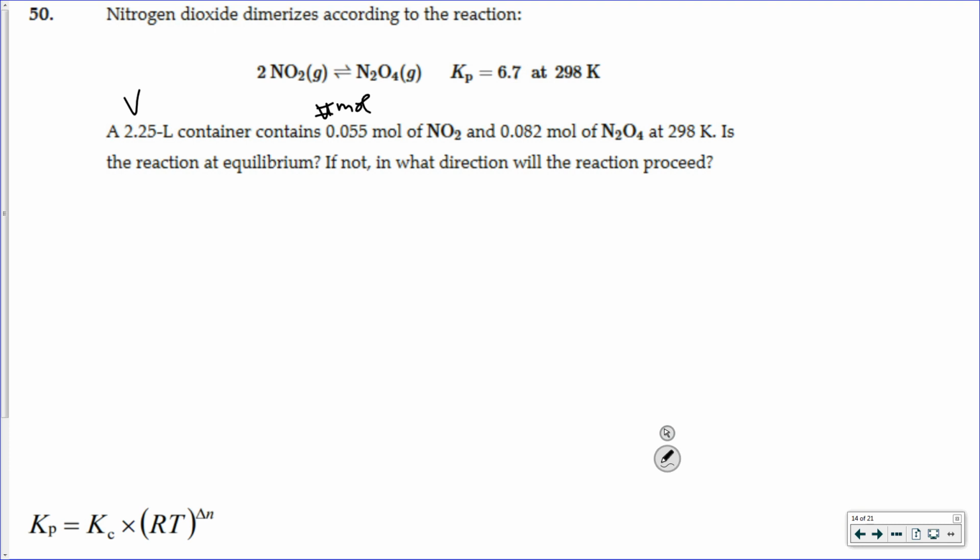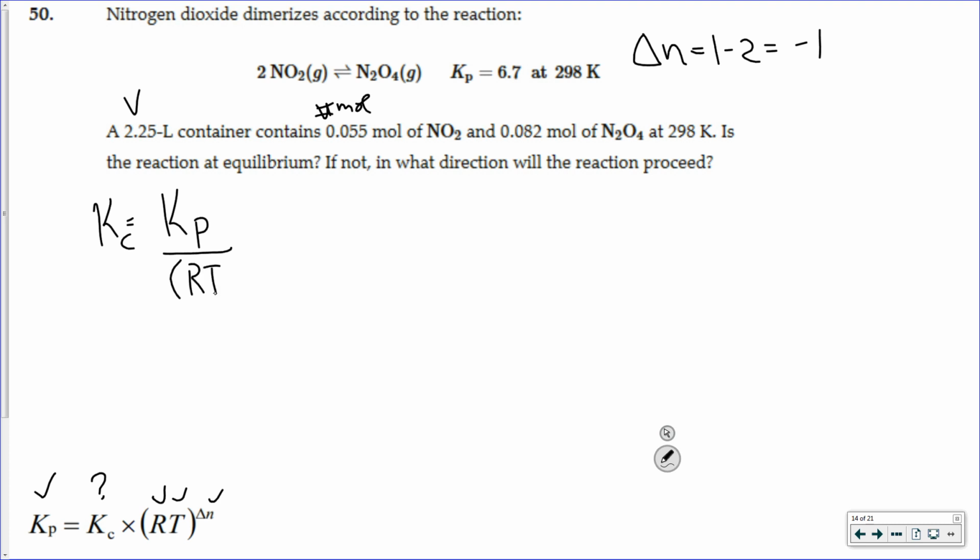Okay, so first thing I want to do is find out what K sub C is. So I need to know what delta N is. Delta N is products minus reactants. So 1 minus 2, it's going to be a minus 1. All right, so here's my equation. I know what K sub P is. I'm looking for this term. I know the temperature. I now know what delta N is, and R. So that means that K sub C is equal to K sub P divided by RT to the delta N.